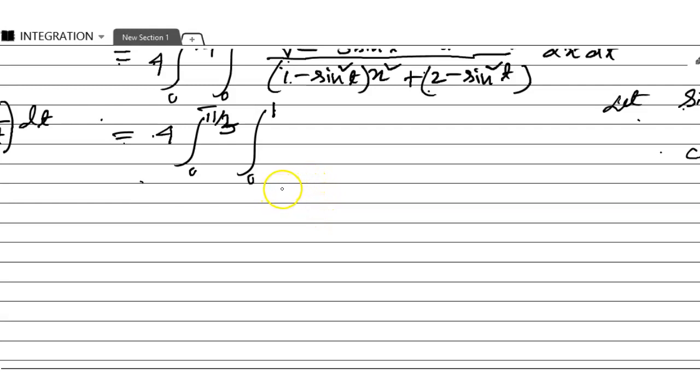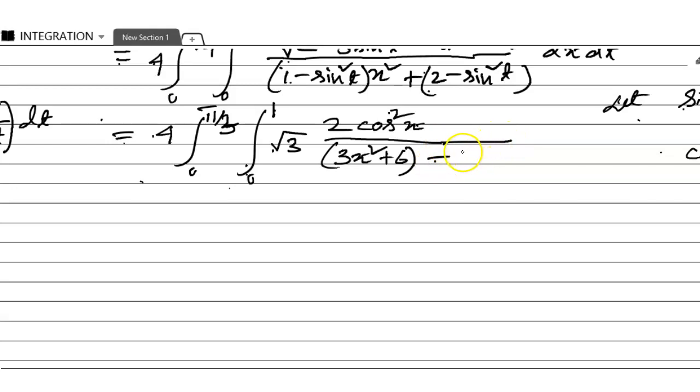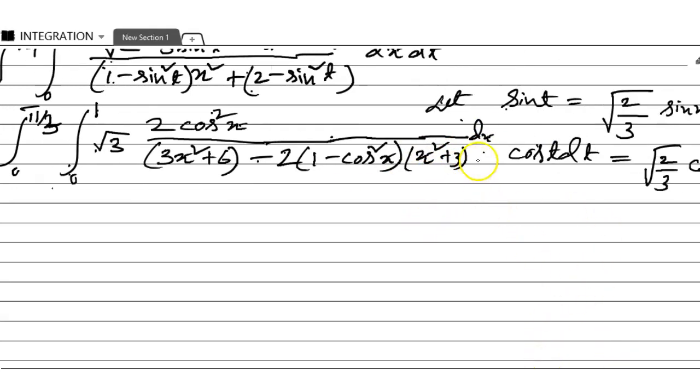So by the simplifications we can get, I just simplify that very large problem, 2 cos square x divided by 3x square plus 6 minus 2 into 1 minus cos square x into x square plus 3 dx into d chi.